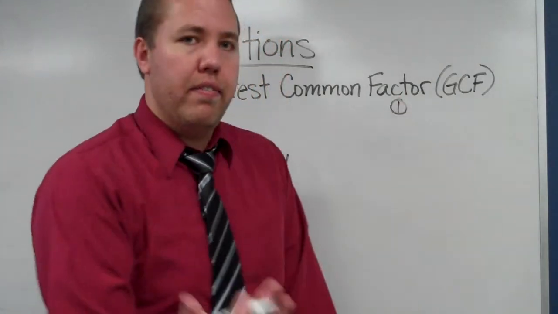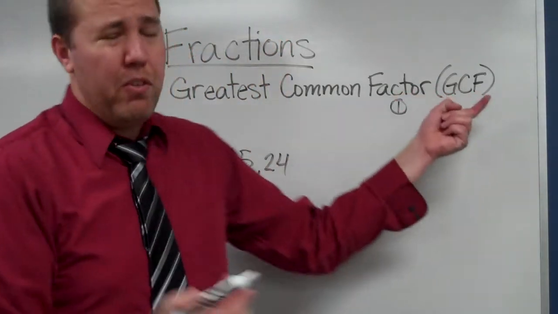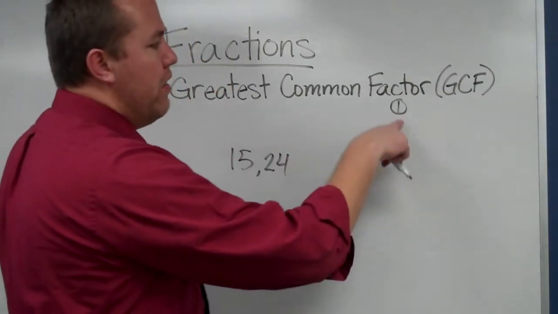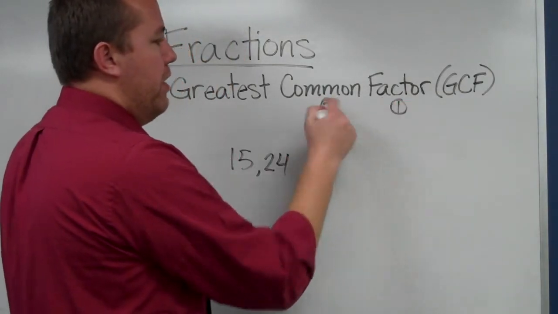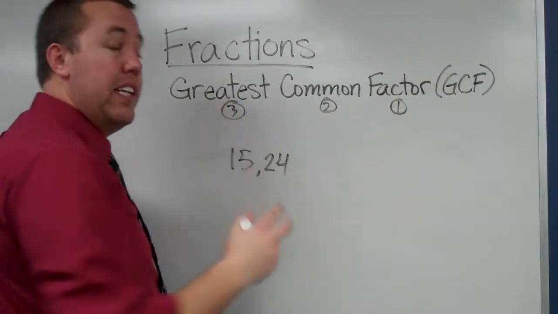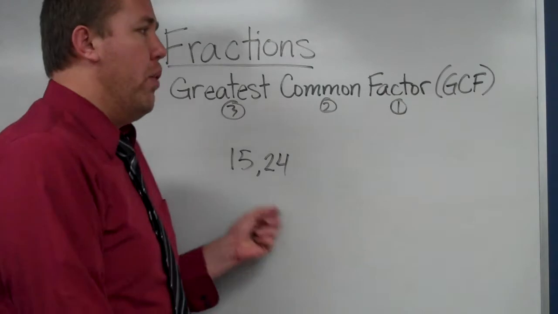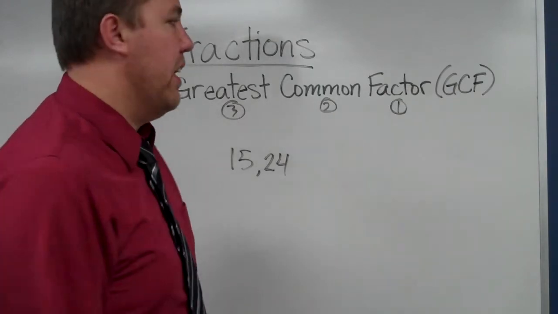So first off, when we're looking for the greatest common factor, the first step is to, 1, list the factors. If you can remember the name greatest common factor, you're going to remember how to find the greatest common factor. First, you list the factors, second, and then third, and we'll get to each step soon. So we have a pair of numbers, 15 and 24. We want to find the GCF.